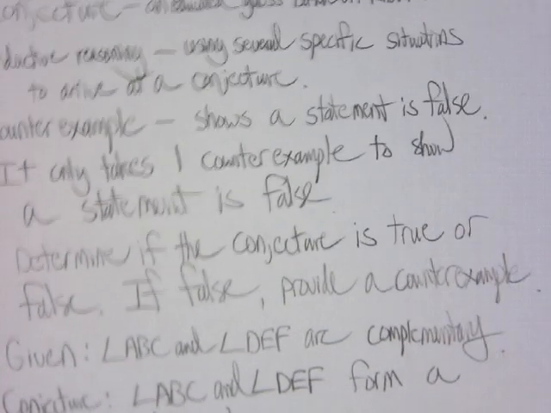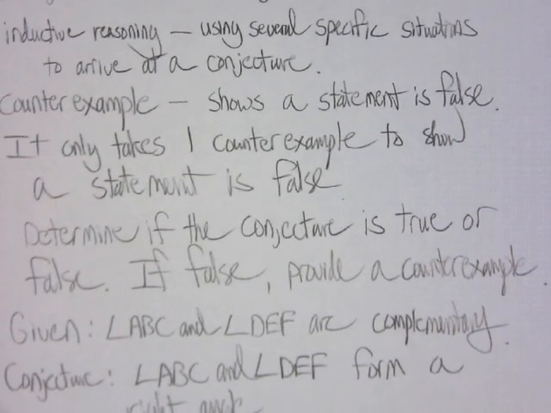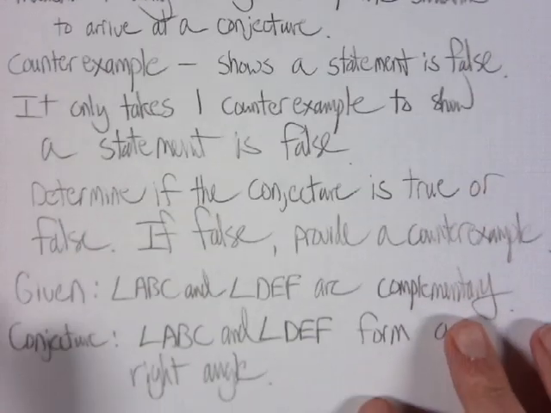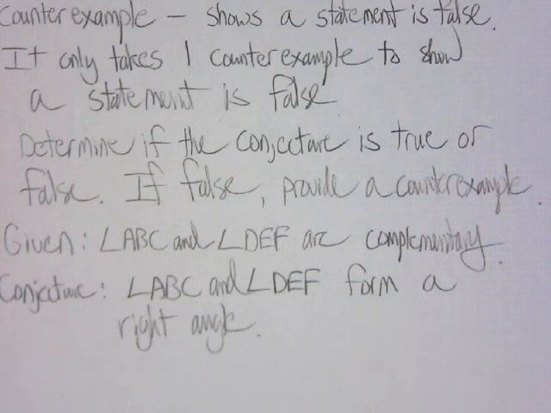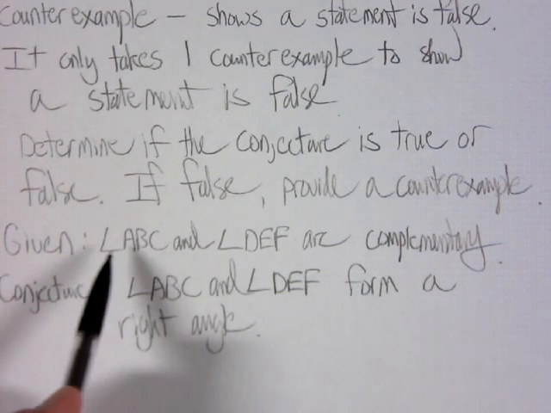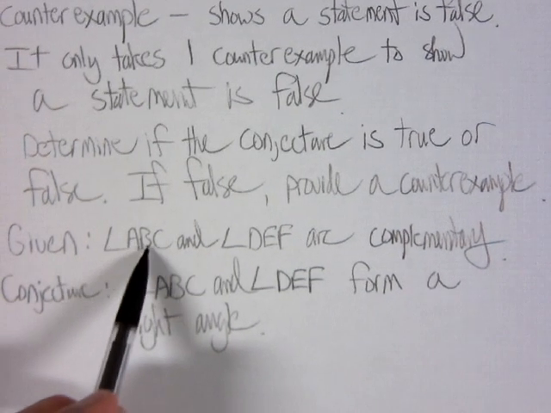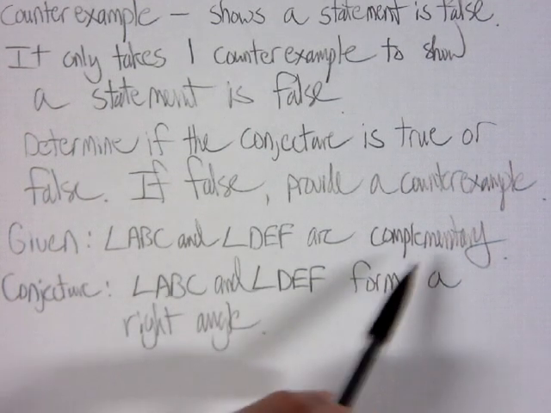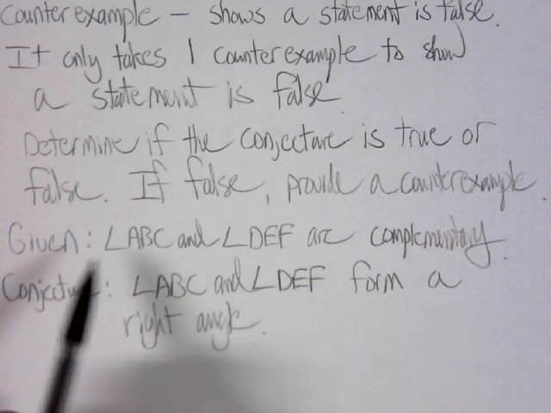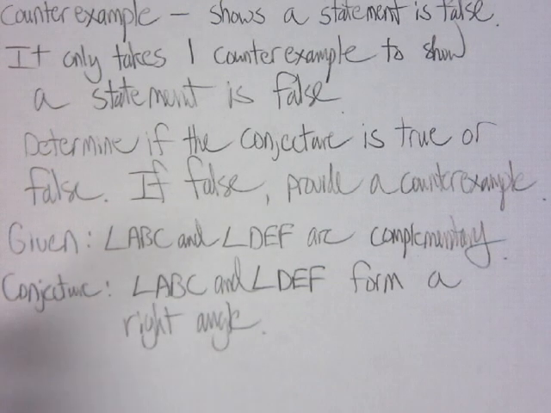Now, the directions for the type of problems that we're going to be looking at say, determine if the conjecture is true or false, and if it's false, then provide a counterexample. All right, and so here is the given information. This is what we're observing. We're observing angle ABC and angle DEF are complementary. So that's what we know. That's the given information. That's what we are observing, right? That's the known information, in other words.